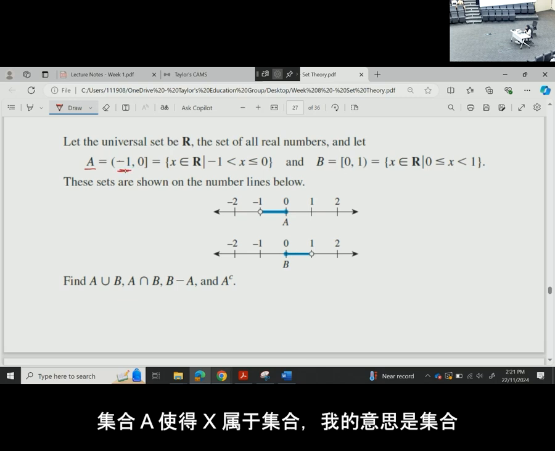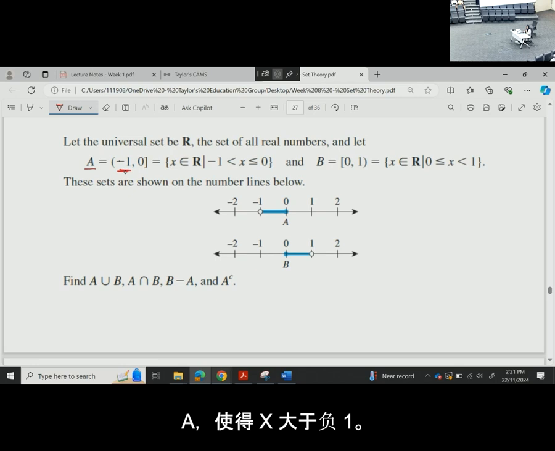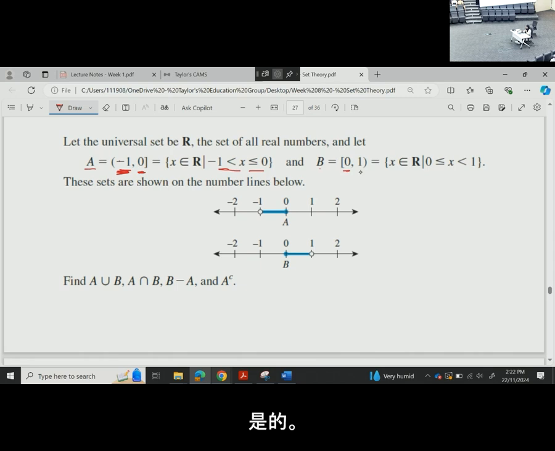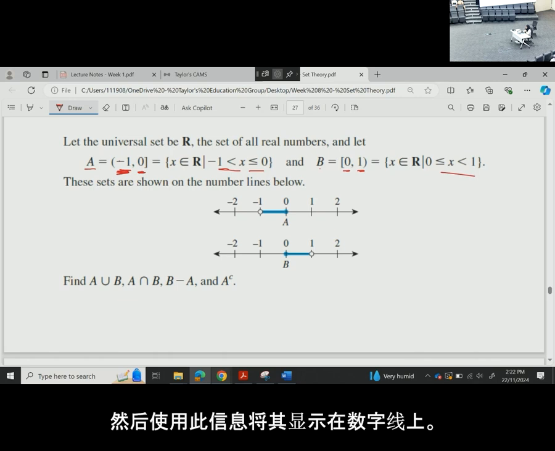Set A is such that x belongs to set A such that x is greater than -1, and it is less than or equal to 0. Okay, so this is how we have it. And set B, x belongs to set B such that x is greater than or equal to 0. So then use this information to show it on a number line.